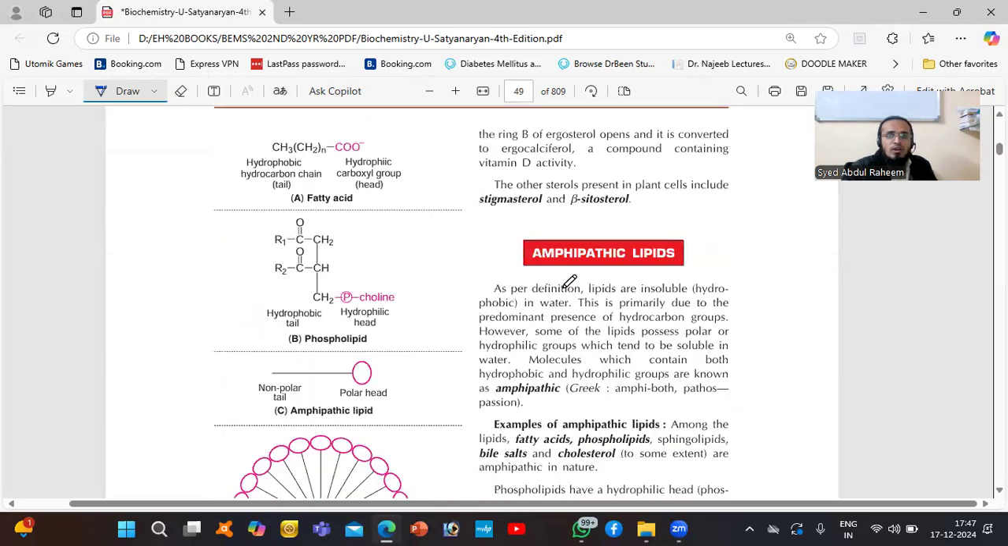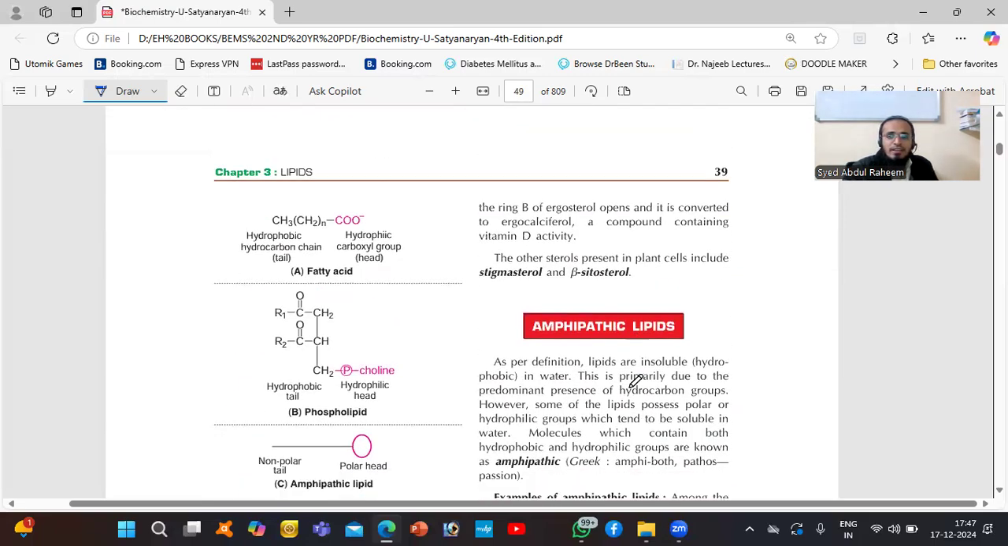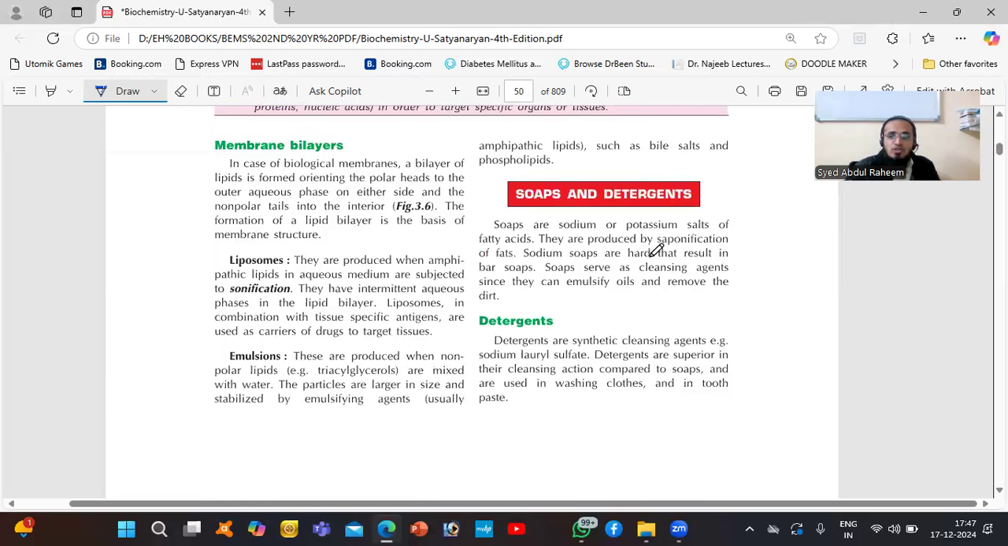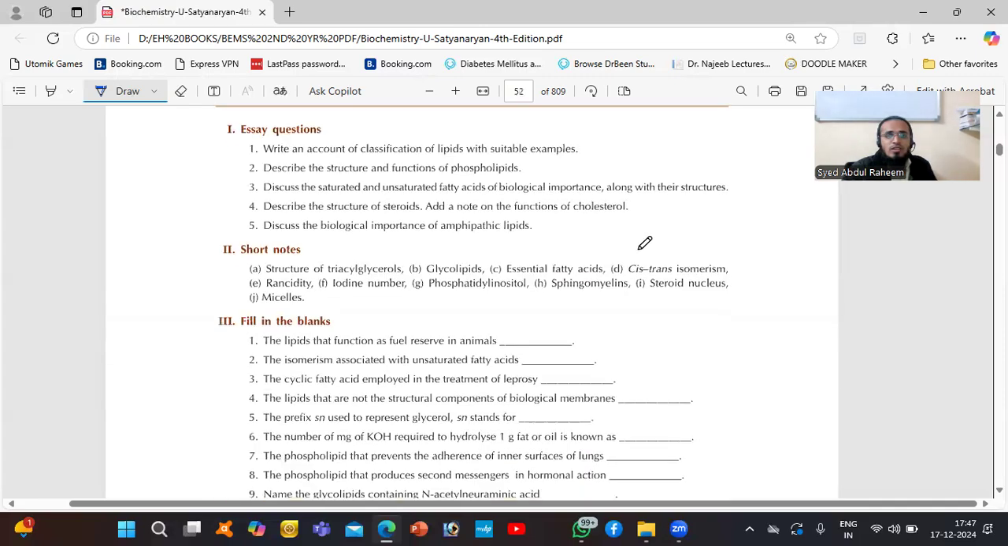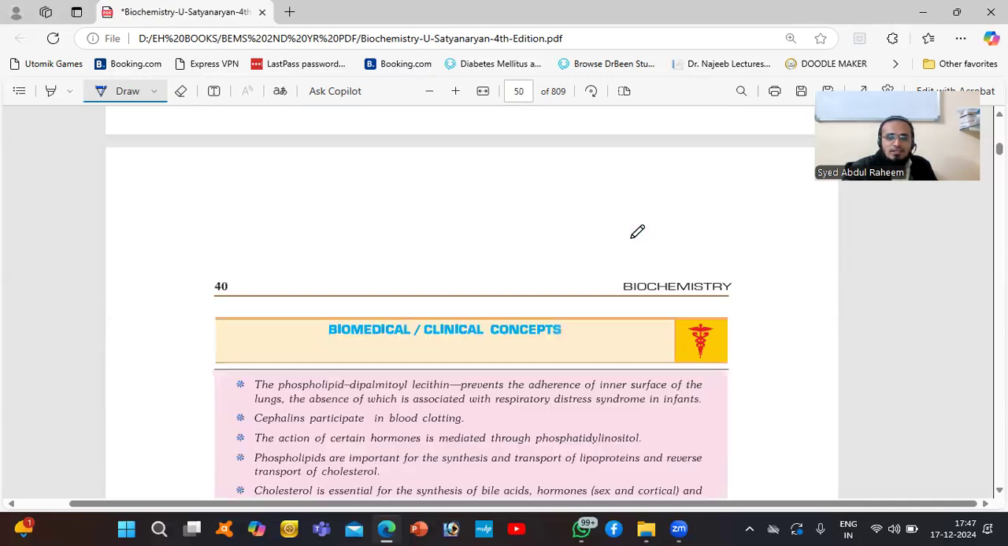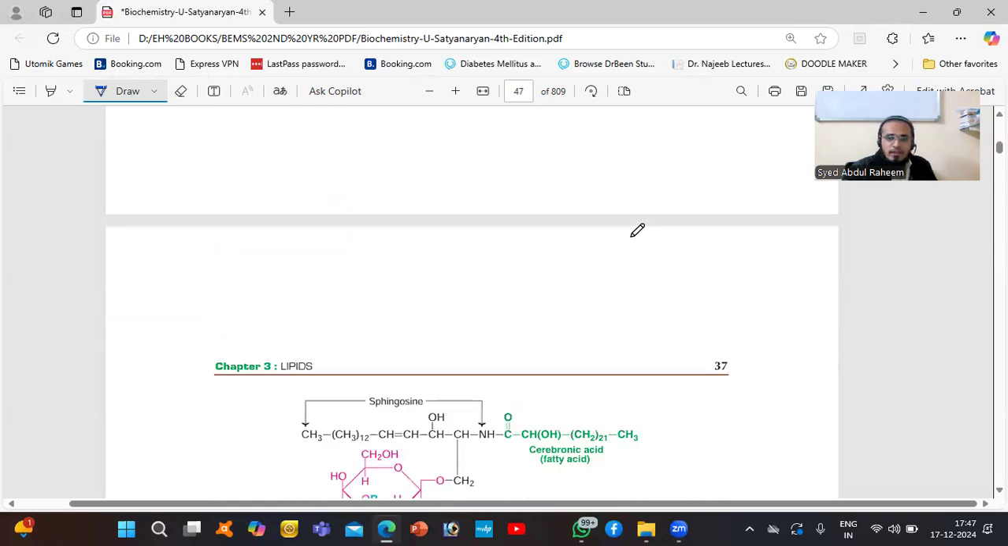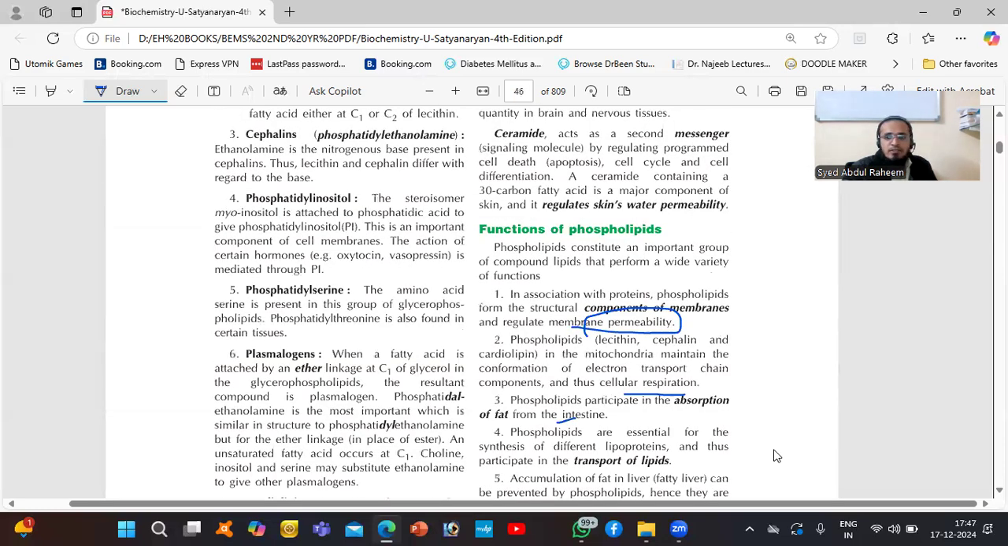Okay, we have other types such as amphipathic lipids, soaps and detergents. All these are there. So we will discuss tomorrow. If anyone has doubts, kindly ask.